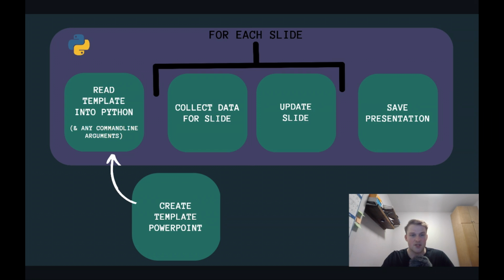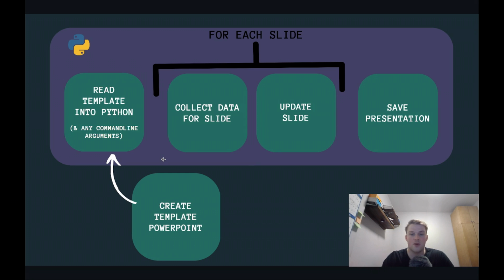And then the rest of the process is going to be in Python. We're going to first read in that template into Python and also any command line arguments. If you remember, we used a UniProt ID, a protein ID, as a command line argument. And then for each slide, we're going to collect the data that we want to put on that slide. This could be using APIs to pull information. It could potentially be using your own data that you have locally.